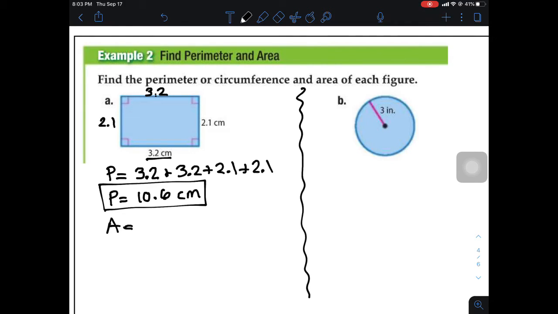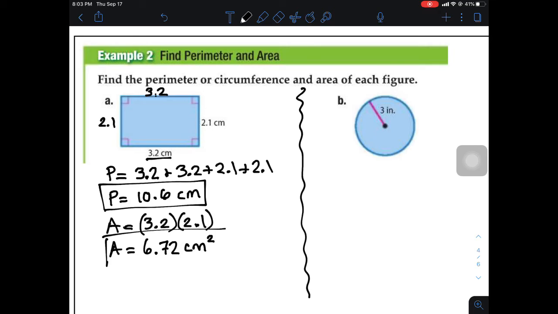Let's find the area. Area is length times width. So length times width. So 3.2 times 2.1. That makes area 6.72 centimeters squared. Because we multiplied centimeters by centimeters, now it's centimeters squared.